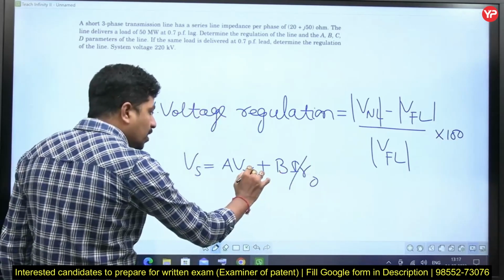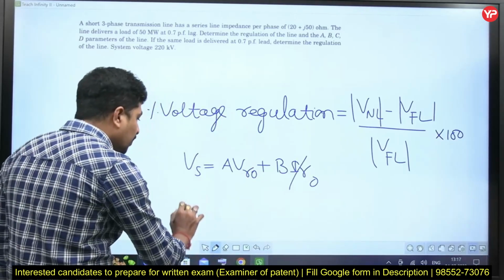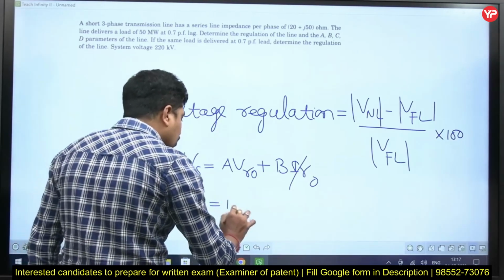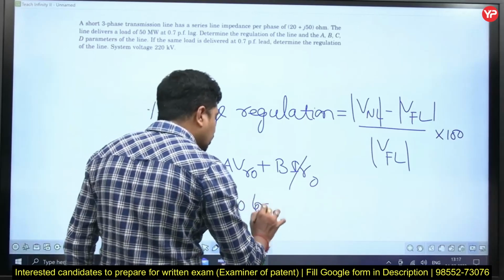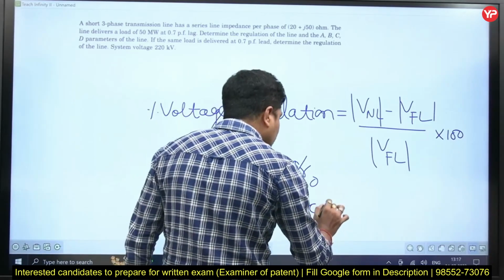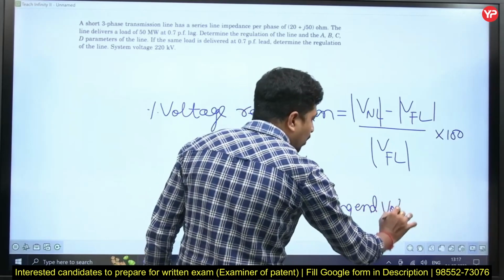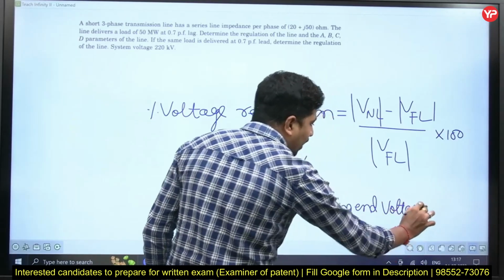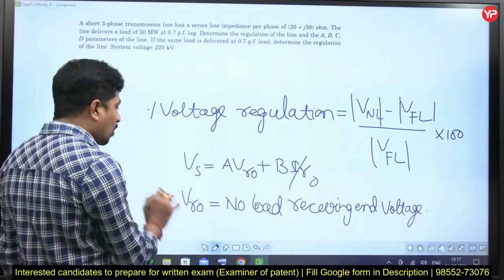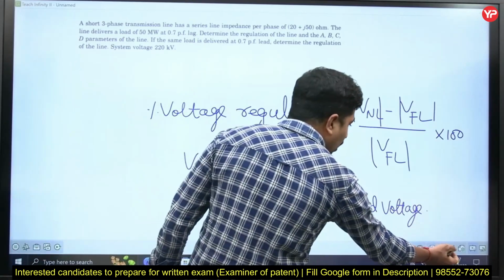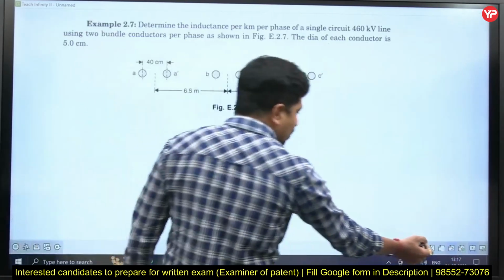Then this voltage will be VR0, which is nothing but, what is VR0? VR0 is the no load receiving end voltage. Find this VR0. If you want to find VR0, what do we need? This is the next question.